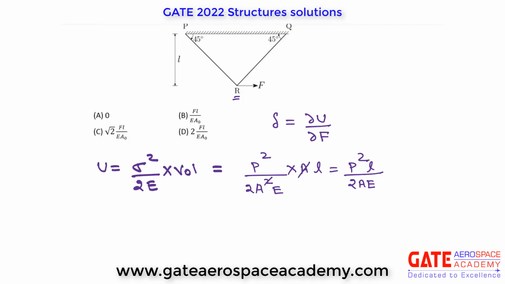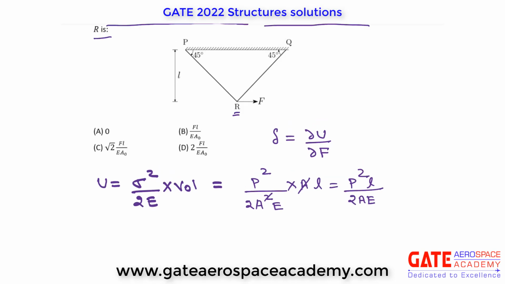So first of all we have to find the length of this member. So length, how can we find it? This is 90, right? So from here we can write RP sin 45 is equal to L. So RP will be equal to root 2 L, and that is equal to RQ, right? So we found the length of the member, which we will substitute here.